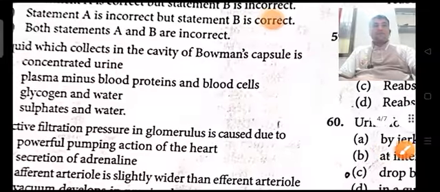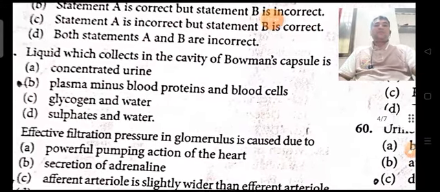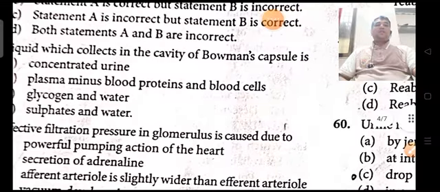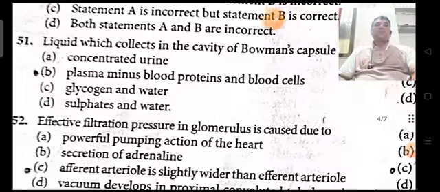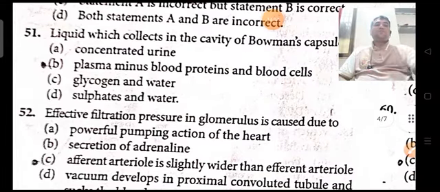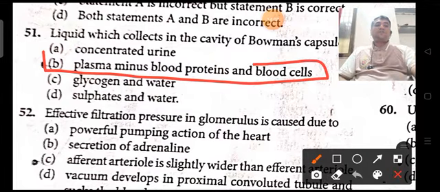Next, the liquid which collects in the cavity of Bowman's capsule is blood plasma, nothing but the glomerular filtrate. Plasma minus blood proteins and blood cells is called glomerular filtrate. So this is the most important component for the GFR definition. So please remember that.